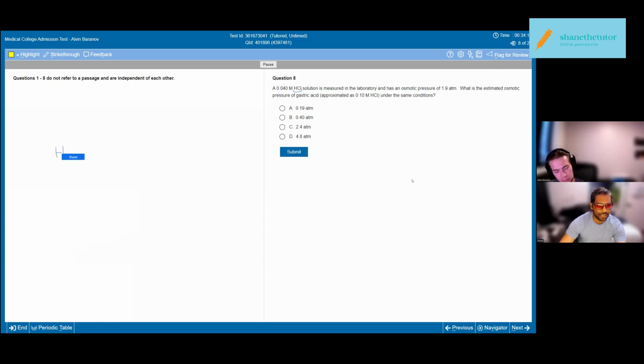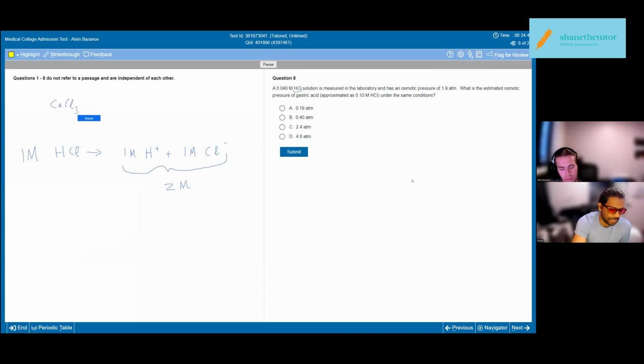Let's say we have HCl. Let's say we have 1 molar HCl. It'll dissociate into 1 molar H plus and 1 molar Cl minus, for a total of 2 molar of stuff, right? Same thing with, let's say, CaCl3. Well, that doesn't even work. CaCl2. What would the Van't Hoff factor, the i value, be for this?